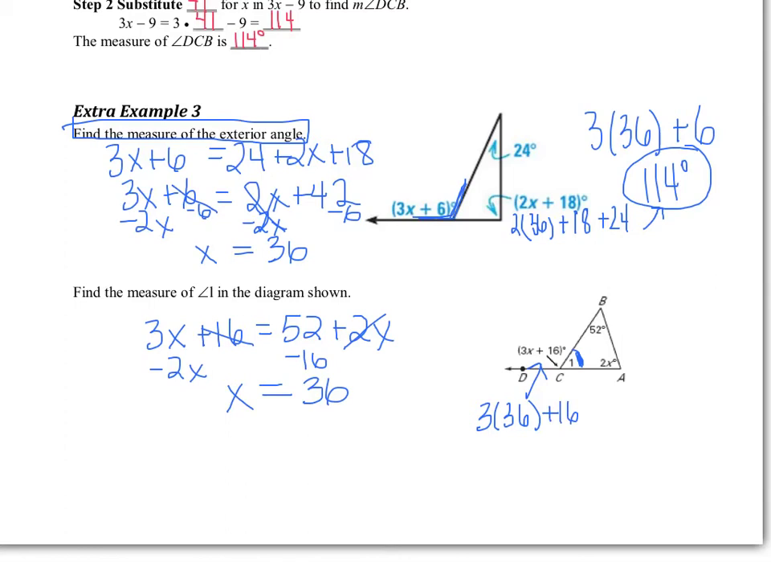And if you simplify that, 3 times 36 plus 16 is 124. And if you notice, these two angles together, they form a linear pair. So I know that the measure of my exterior angle, 124 degrees, plus the measure of angle 1 has to equal 180 degrees because they're a linear pair. So I can find the measure of angle 1 by just subtracting that 124. So the measure of angle 1 is 180 minus 124, which is 56 degrees.